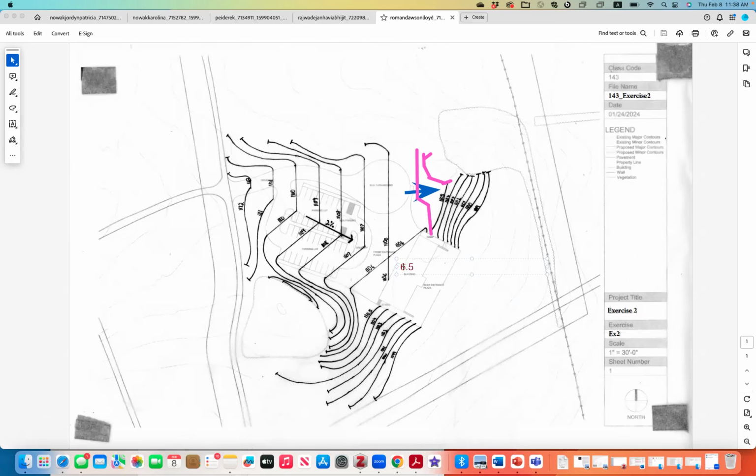96.5. This is 96. And we need to work on the rest of the contour up until 96. Okay? And yeah, that's it. Good, keep going. Any other questions? No? Good.